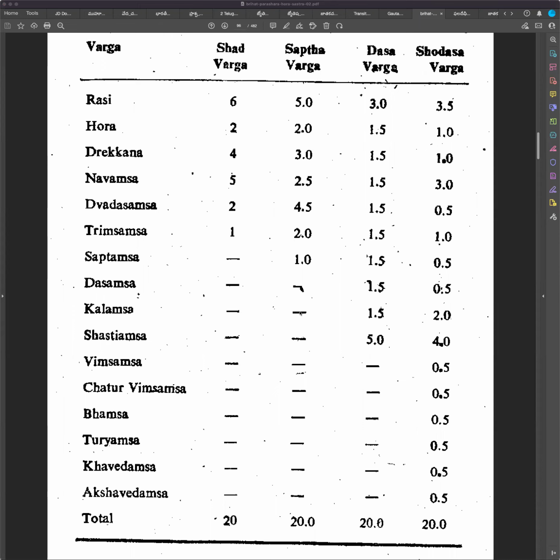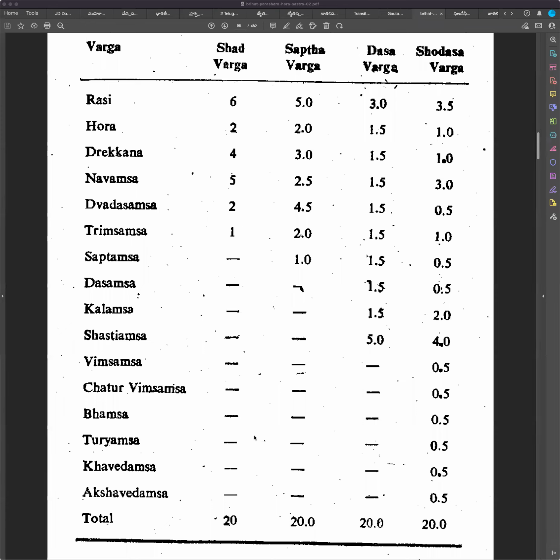So last week we discussed all four vargas: Shadvarga, Saptavarga, Dashavarga, and Shodashavarga. These are all divisional charts grouped into four different groups. Shadvarga is a group of 6, Saptavarga a group of 7, Dashavarga is 10, and Shodashavarga is 16. So the total 16 Varga charts were made into 4 groups.